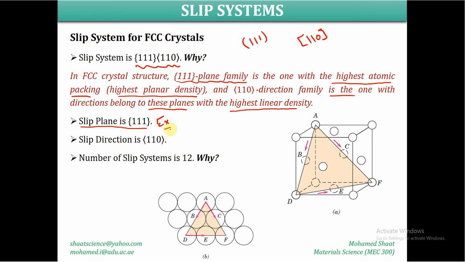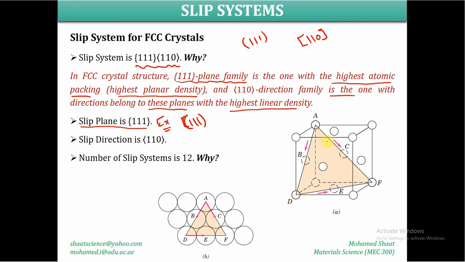An example of this plane, as a plane it should be in parentheses, so the (111) plane. This is one of the planes that belong to this family, which is already represented here for the FCC crystal structure. This plane within the FCC crystal structure is the one with the largest planar density. If you try to calculate the planar density of this plane and compare it to any other plane within the crystal structure, definitely this is going to be the largest planar density ever for FCC crystal structure.